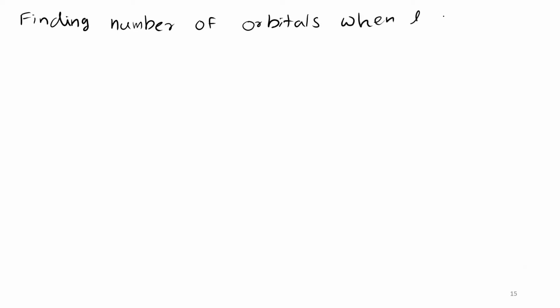When L is not zero, finding the number of orbitals, again, we can use a certain shortcut, 2L plus 1. If it is very hard to memorize all these things or keep them in mind, you can use the old-fashioned way to find the total number of orbitals you are going to have.